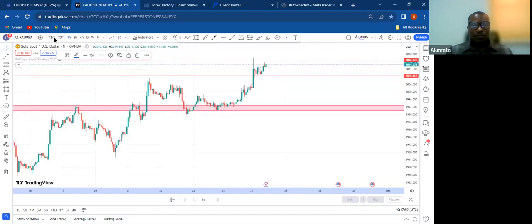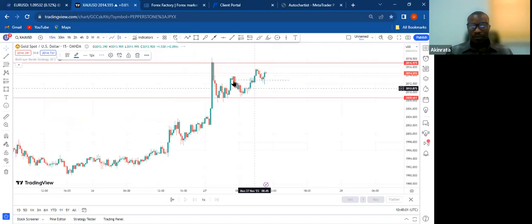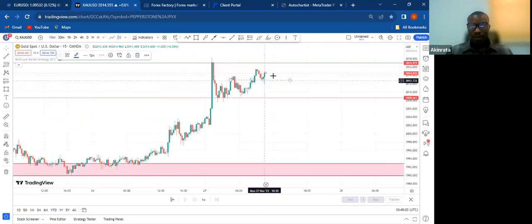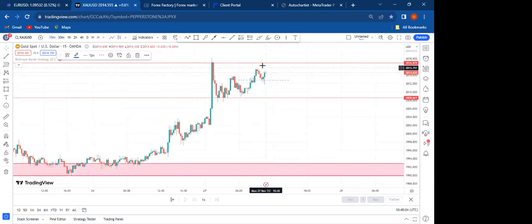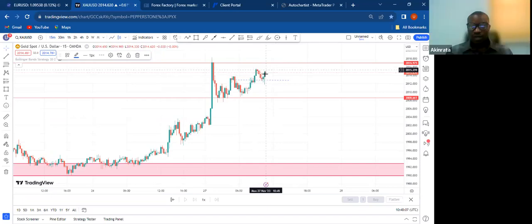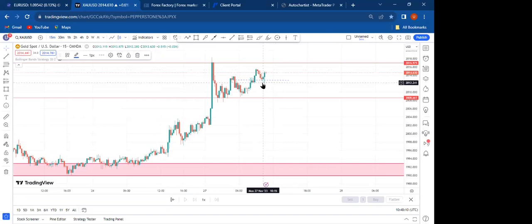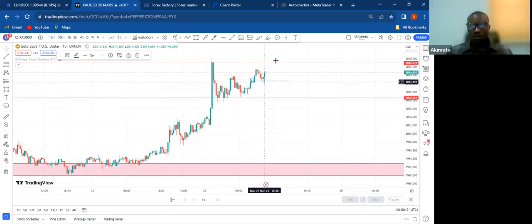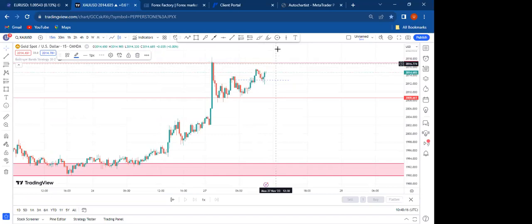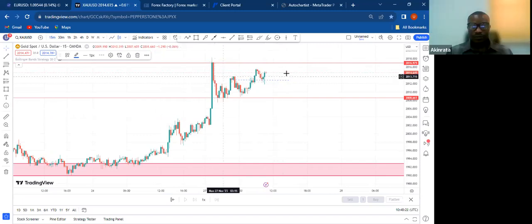Why? Because if you look at this 15 minutes time frame, price tested this level, right? And there's a high. With this momentum, this is an engulfing candle that swept out liquidity. So 2017 is the first target that will kill. So take your buy. 2020 is the second. Okay. Do you understand now? Yeah, very well.